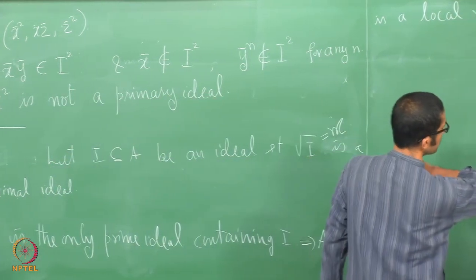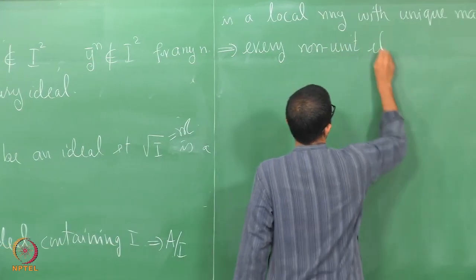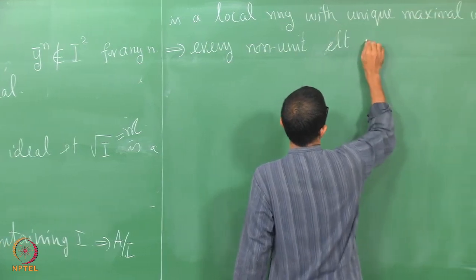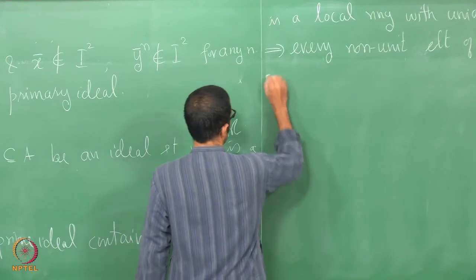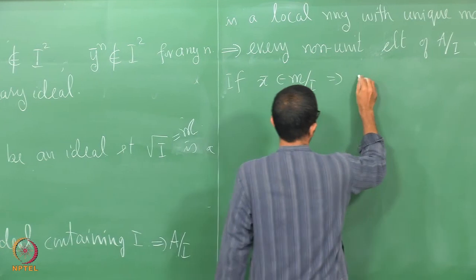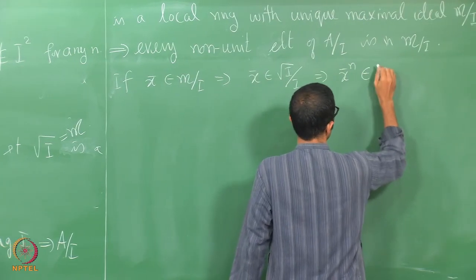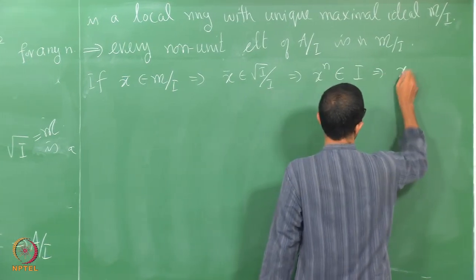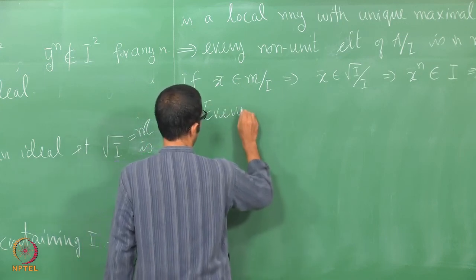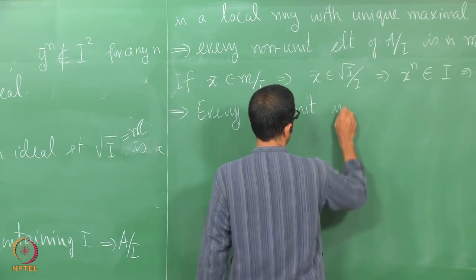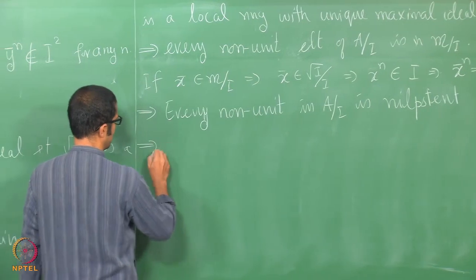Okay. So, let me write this down. This implies every non-unit element of A mod I is in M mod I. If x bar belongs to M mod I, that means x bar belongs to radical of I mod I, which means x bar power n belongs to I. That means x bar power n is 0, which means every non-unit in A mod I is nilpotent. And that implies that I is a primary ideal.